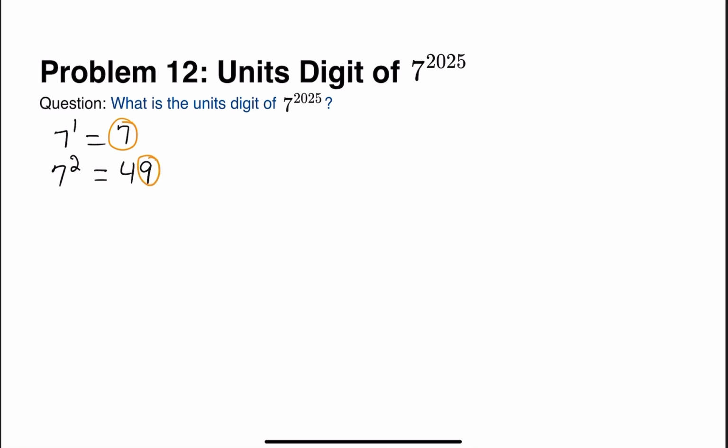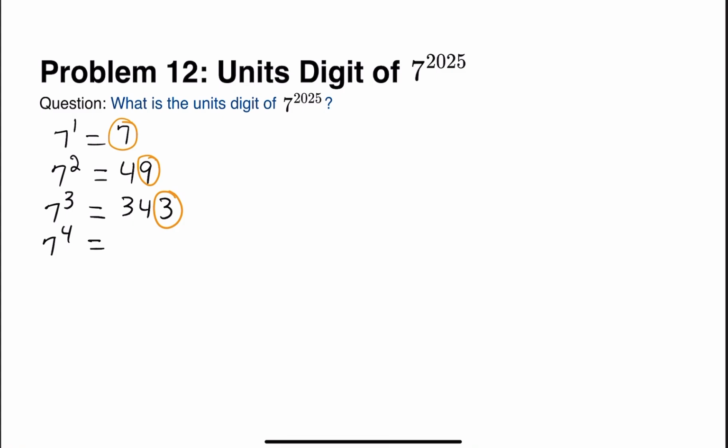We have 7 cubed, equals 343. Of course, the units digit here is 3. And then let's go a little bit further. Let's say 7 to the 4th power, or that is the next power.